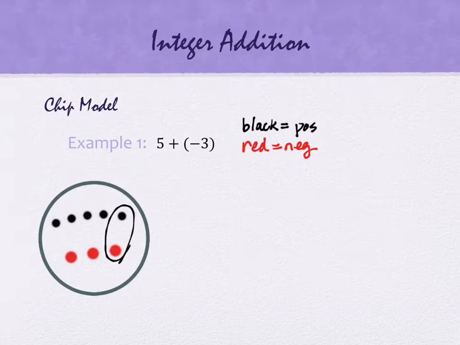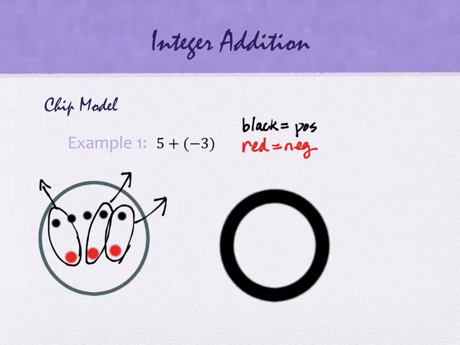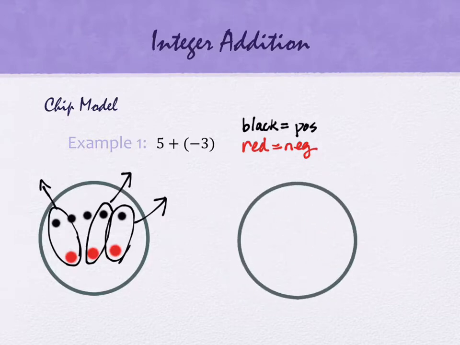So I have a black and a red here that get removed, a black and a red here that get removed, and a black and a red here that get removed. And once I do that, I have left 2 black chips in my circle, which represents the number positive 2. Okay, so far so good?